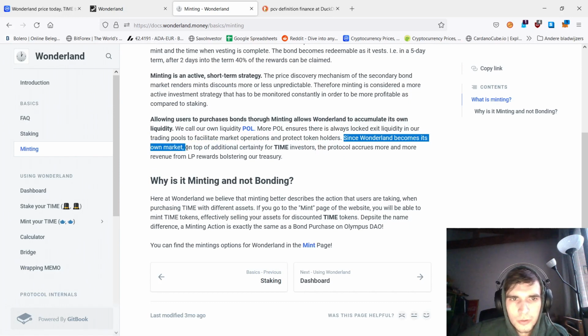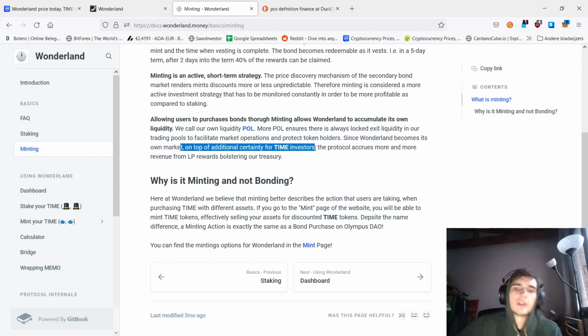Wonderland becomes its own market, so basically they have their own basket, their own liquidity, they can provide this to other exchanges and earn interest on that. So they're really their own market makers in that sense. They can trade their time tokens for other tokens, make a liquidity pool with those tokens with time. So there's a lot of different options.